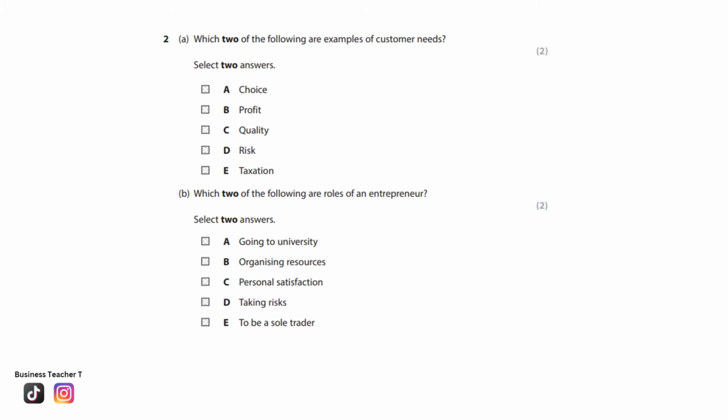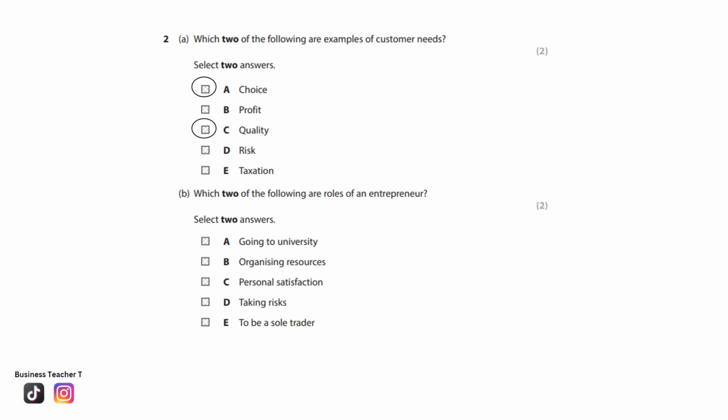Which two of the following are examples of customer needs? Select two answers. A. Choice. B. Profit. C. Quality. D. Risk. E. Taxation. And the answers are A. Choice and C. Quality.